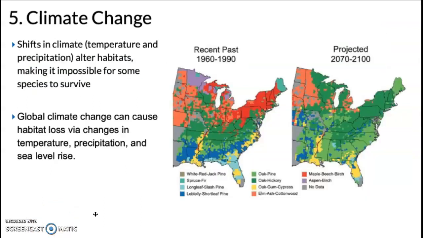The C stands for climate change. As our climate starts to shift, as temperature and precipitation are changing, we can see habitats are altered as well. As the habitat is altered, it might be impossible for some species to survive, so they would either need to move, or if they have an adaptation, hopefully they can survive, and that adaptation would then get passed along.